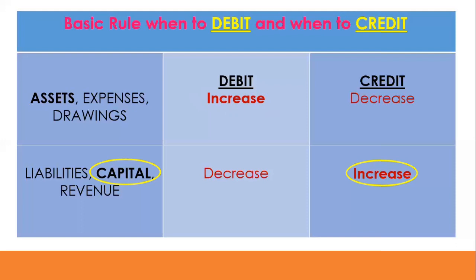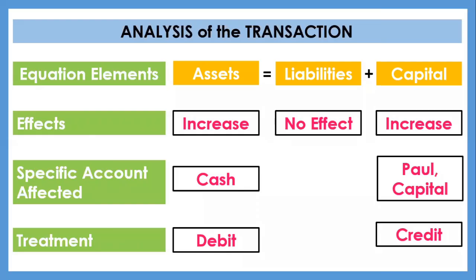Now, the second step in the accounting cycle is journalizing, or journal entry preparation. So how do we journalize then our transaction? Now, before getting into that, this is our finalized tabulation. So what we did on our asset cash, we debit the cash. And what we did on our capital, Paul Capital, we credit Paul Capital.